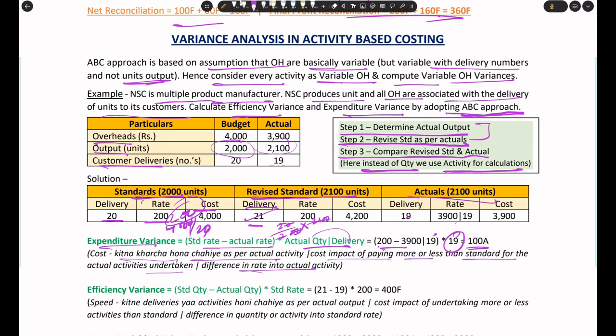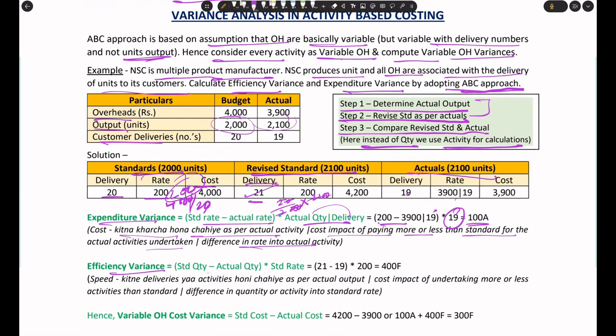Difference in rate into actual activity. Then efficiency variance is equal to standard quantity minus actual quantity into standard rate. That is 21 minus 19, where 21 is the revised standard quantity, into 200, the standard rate given here. The answer is 400 favorable. How many deliveries or activities should there be as per actual output? This is the logic given in the bracket, you can read it if you want.